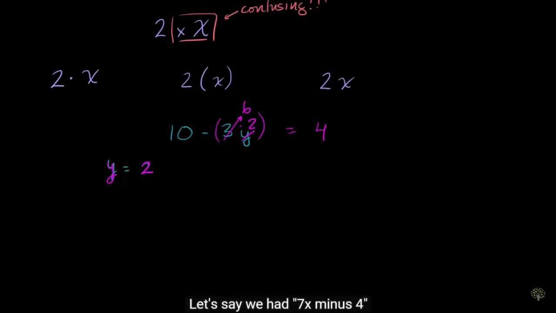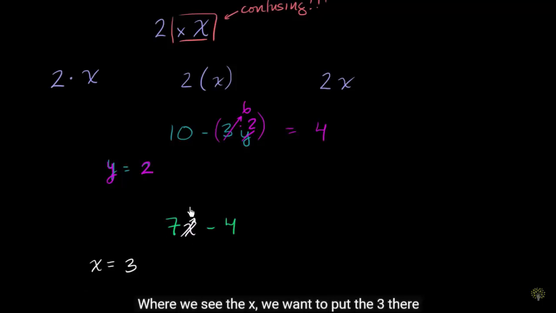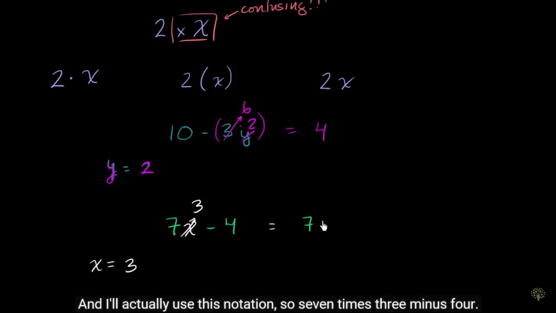Let's do another one. Let's say that we had, I don't know, 7x minus 4. And let me do that in the same green color. 7x minus 4. And we want to evaluate that when x is equal to 3, where when we see the x, we want to put a 3 there. So this is the same thing as 7 times 3 minus 4. I'll actually use this notation because I can use that with numbers.